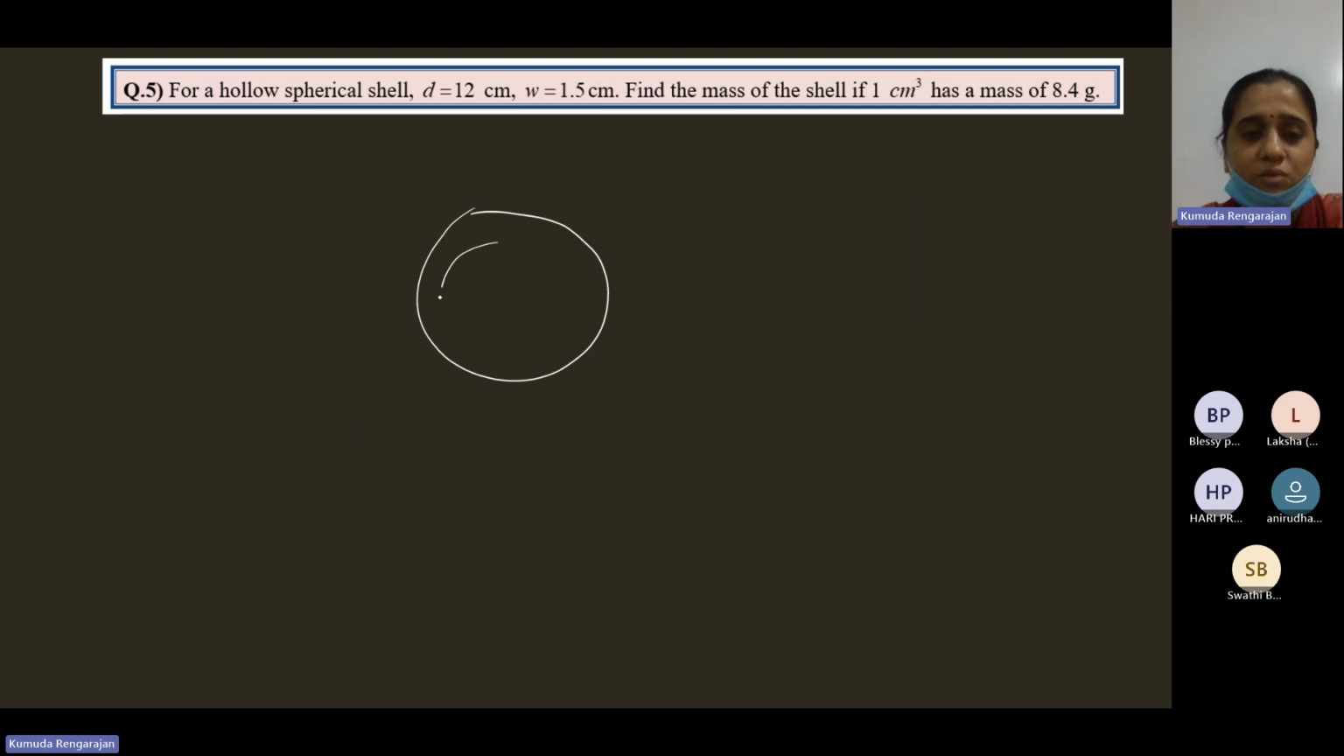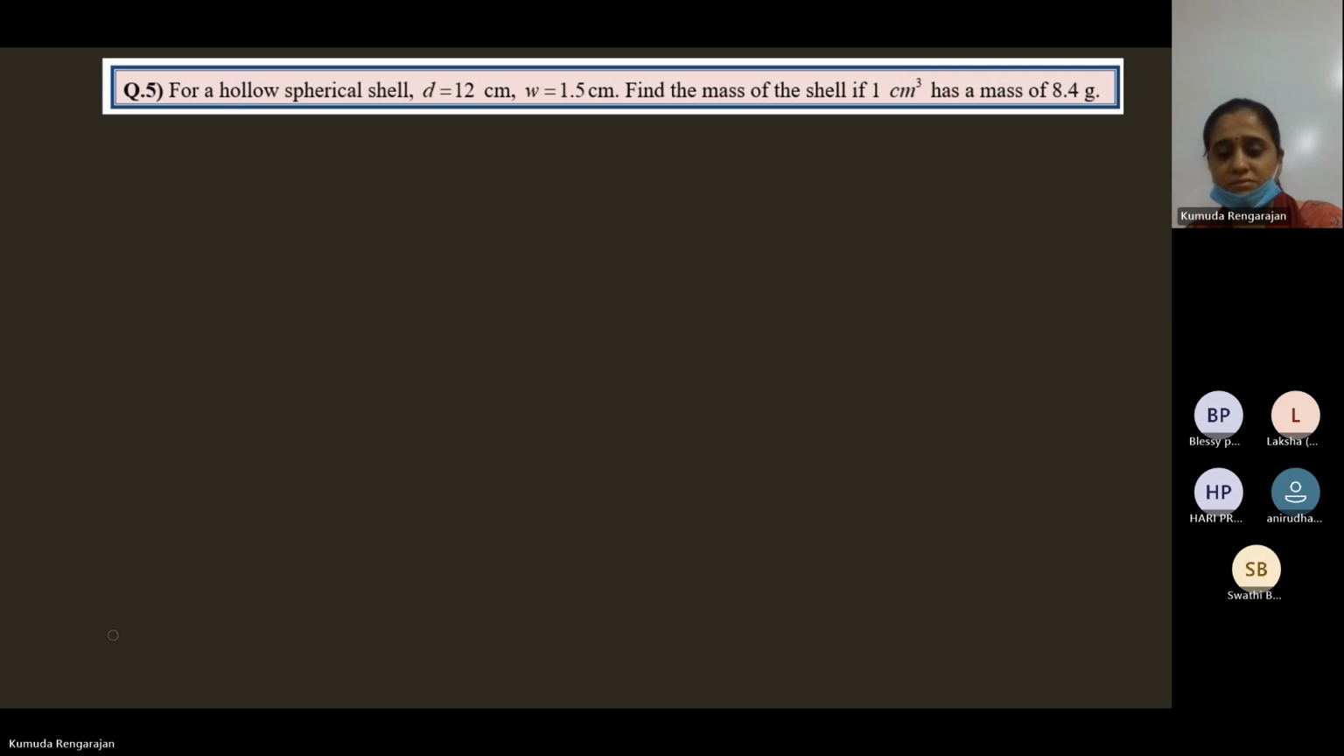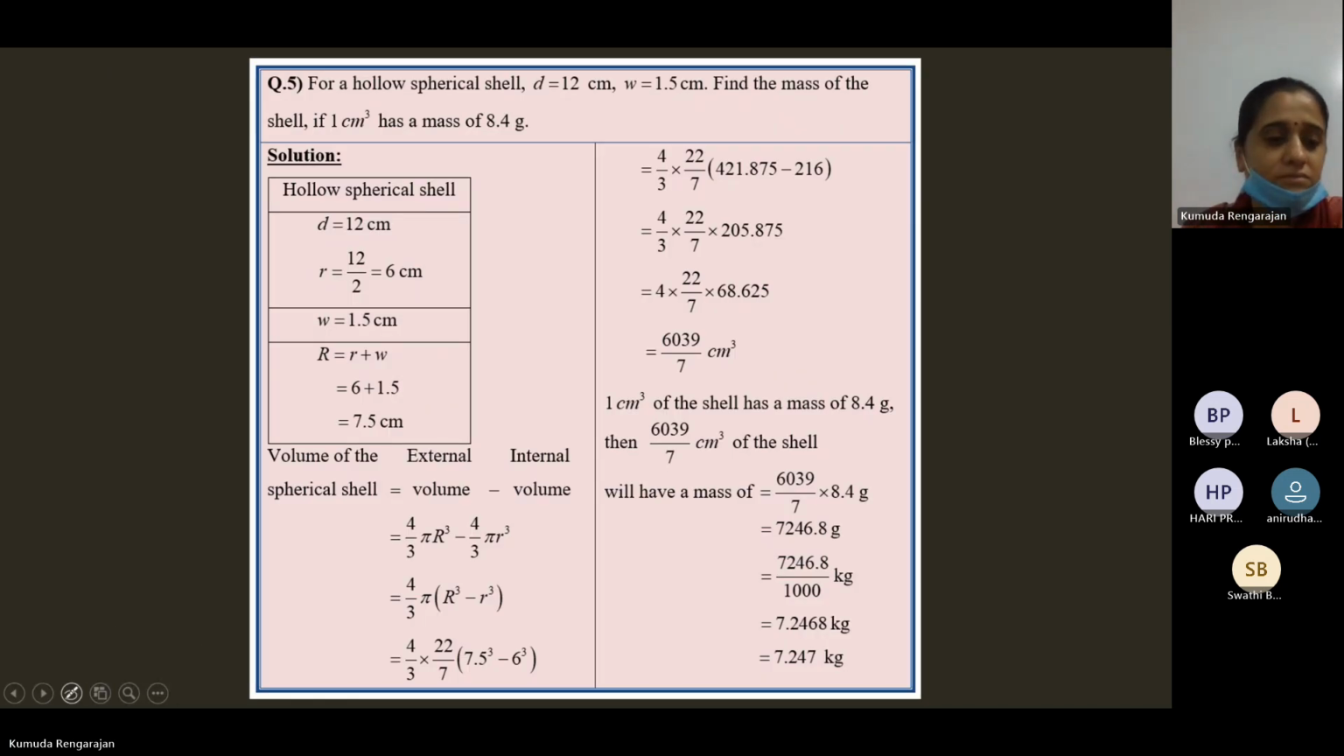There is a wall, no? So from here to here is the inner radius. This is the thickness. So the inner radius and the thickness together will give you the outer radius. Observe the values carefully here. Diameter is 12, so inner diameter; the inner radius is 6. Thickness is 1.5. So the external radius is equal to internal radius plus the thickness.